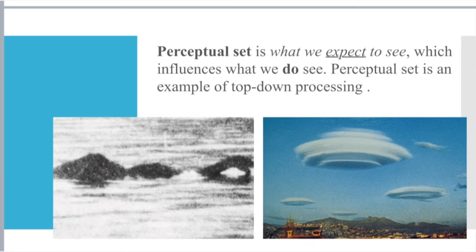Perceptual set is what we're primed to expect to see, influencing what we do in fact see, right? Like on this right one, that's not our general concept of a cloud. A cloud is big and fluffy and round. This is circular and spinny, and so we perceive these to be more like flying saucers than clouds because of our expectation of what a cloud should look like, and that's not it. Here's another one.